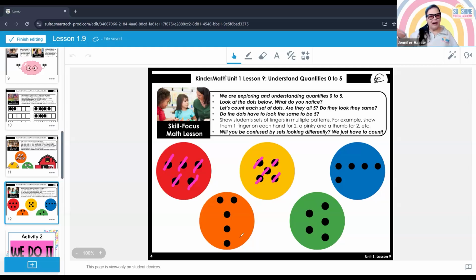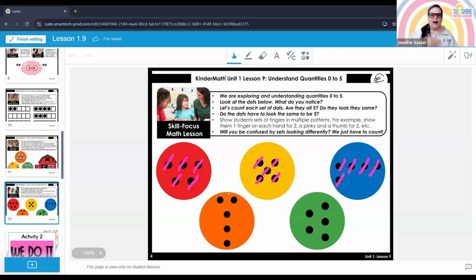Hmm, what about the blue dot? Does the blue dot have 5 circles? Thumbs up for yes, thumbs down for no. Hmm, how can we be sure? Let's count and mark. Here we go. 1, 2, 3, 4, 5. The blue circle also had 5 dots.